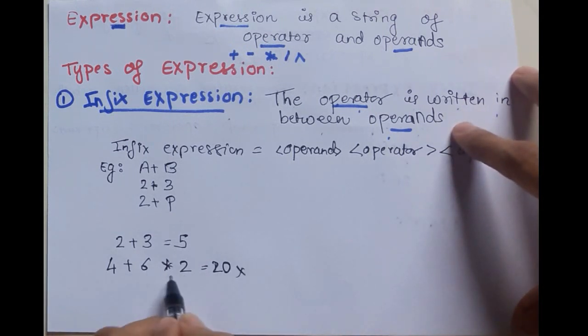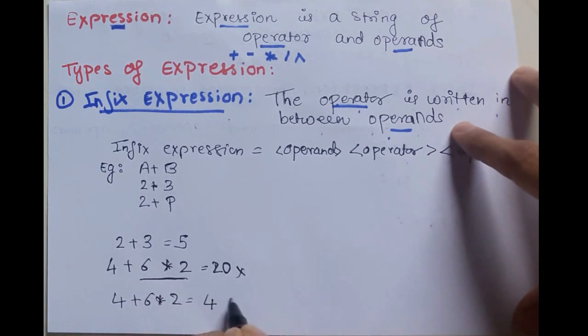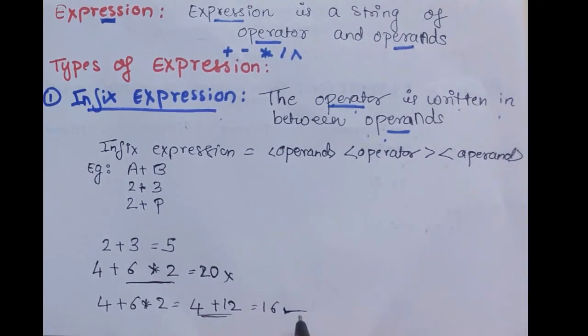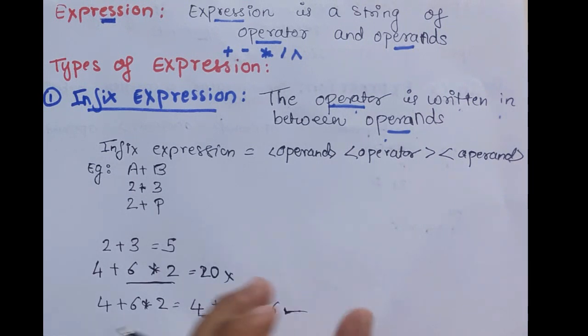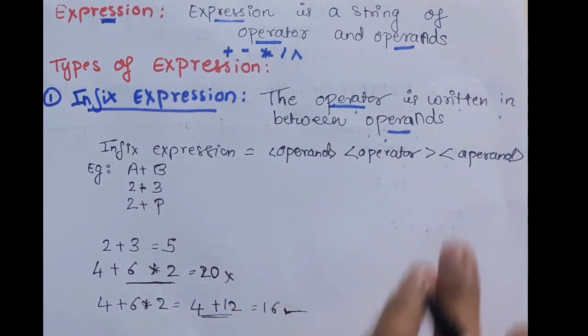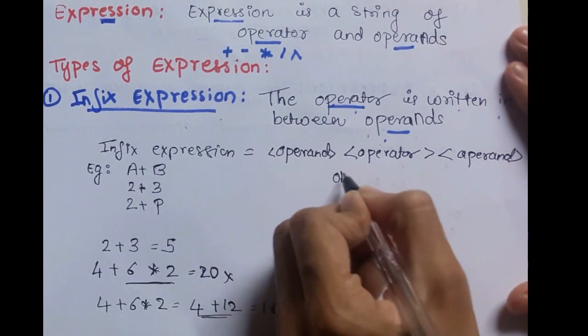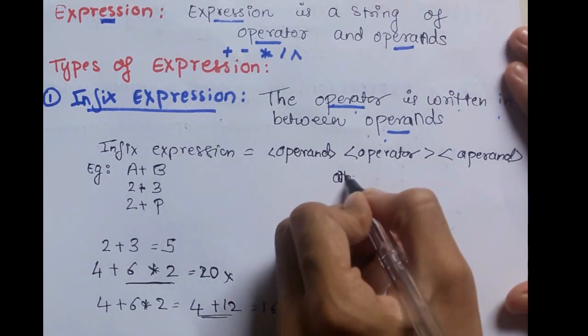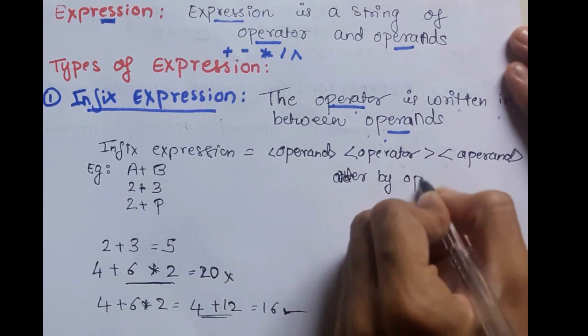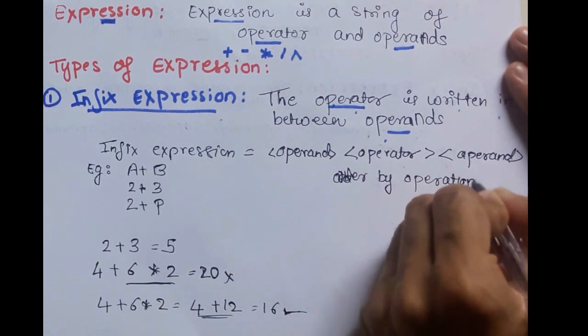So what is the correct way? First, we will perform multiplication. So 4 plus 12 and then addition, 16, isn't it? So by remembering our high school mathematics, the problem is solved by the operator precedence rule. And in arithmetic expressions, we follow this precedence. Let me write here which operator has what precedence. Okay. So the order of operation. What is the order of operation?